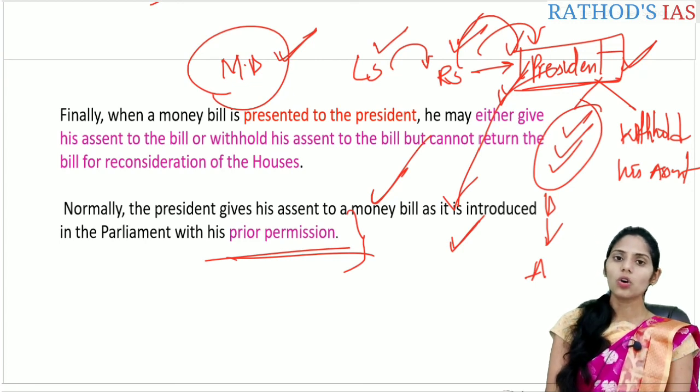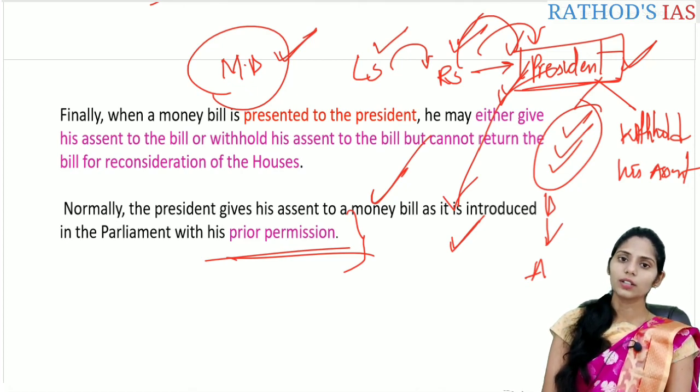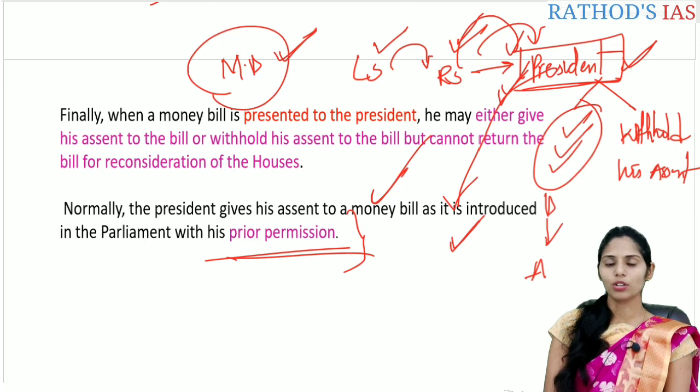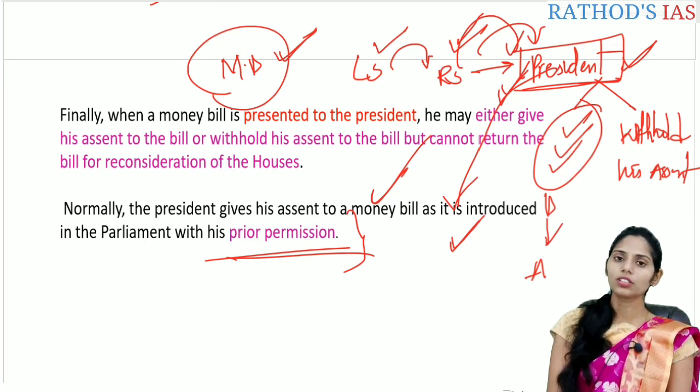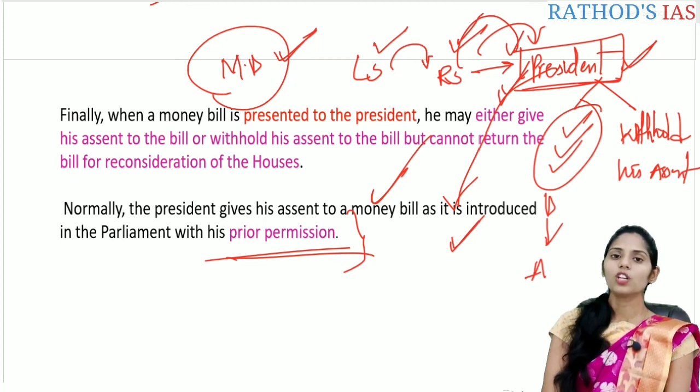So we discussed all the important aspects in all dimensions regarding this money bill. We already discussed Article 110 and also who is the deciding authority of this money bill, and what is the process in the Lok Sabha, the process in the Rajya Sabha, and the process before the president, and what are the choices present before the Rajya Sabha and also the president. So I hope you enjoyed this lecture.